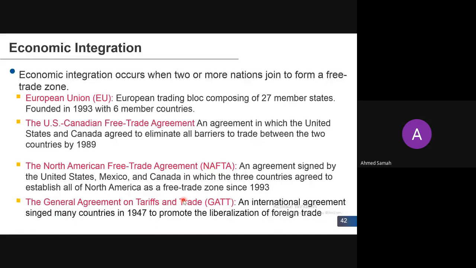Then there's the General Agreement on Tariffs and Trade, or GATT. This is an international agreement signed by many countries in 1947 to promote liberalization of foreign trade. After World War II, reforms were made, because restrictions were hurting countries' economic growth. This is an agreement they got into for liberalization of foreign trade in 1947.